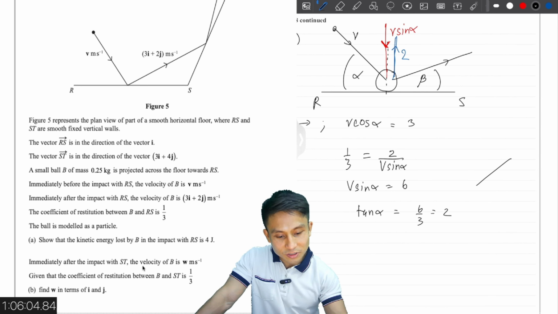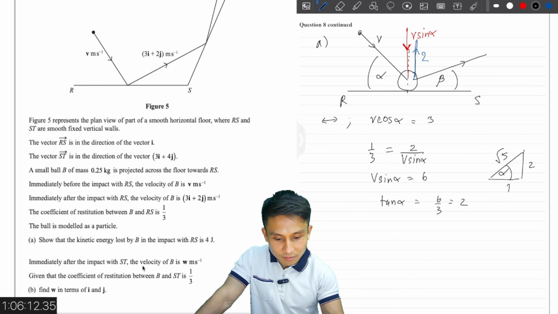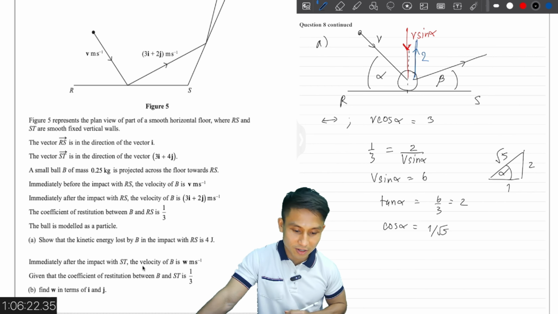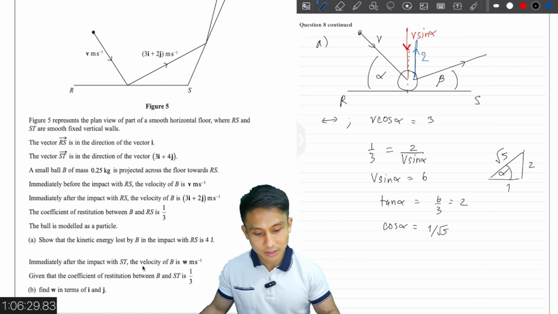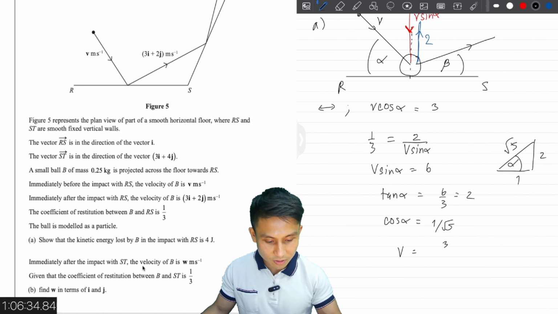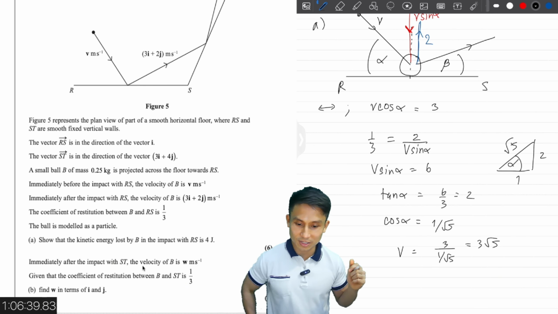If tan alpha is 2, I'm just going to use this trick again. It's 2/1, so the hypotenuse will be √5, right? That means cos alpha is 1/√5. Because tan alpha is 2, you can just put 2/1 in the triangle, find the hypotenuse, and you get cos alpha as 1/√5. And that would allow me to calculate V, right? So V equals 3 divided by 1/√5, which is 3√5. I want the exact value there.